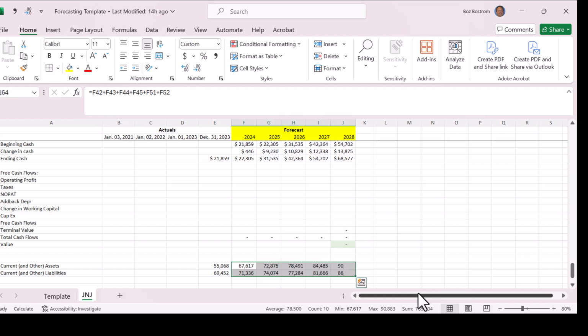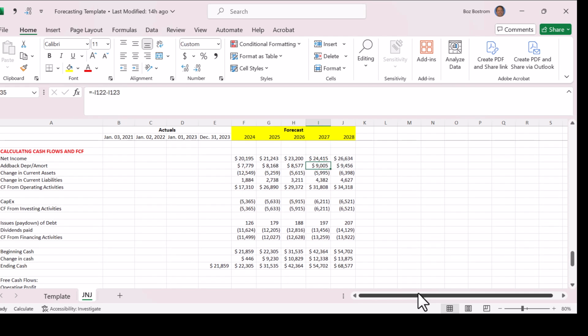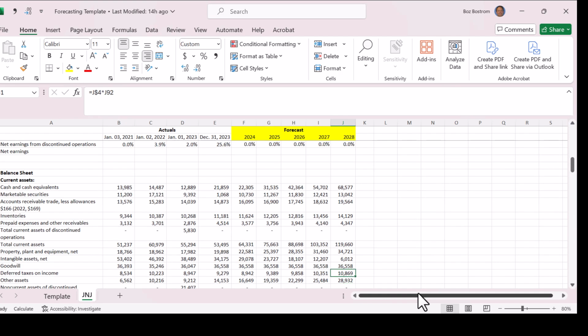I need to forecast out, or not forecast out, but do this computation for my current assets and current liabilities so that it would populate in these sections right here. And now my ending cash, 68,577, it agrees right there. This, with the purpose of what I just did, that's a lot more complex of a cash flows forecast than what we used with that simple template on the previous tab.